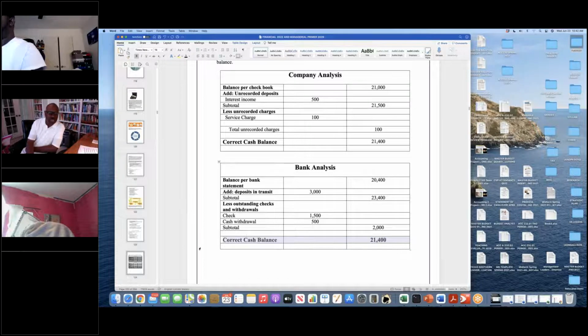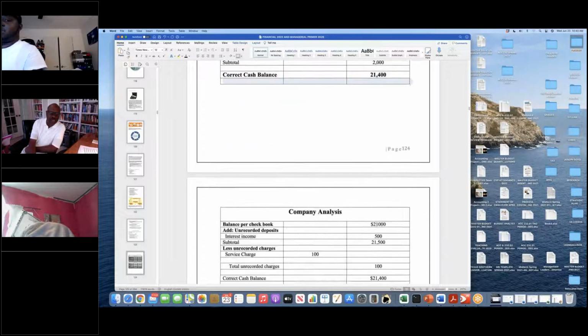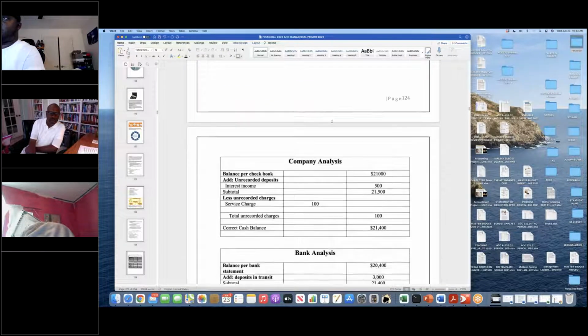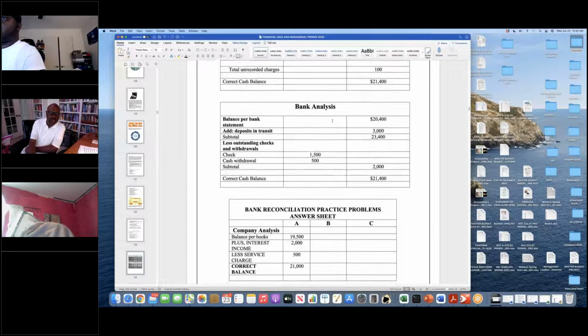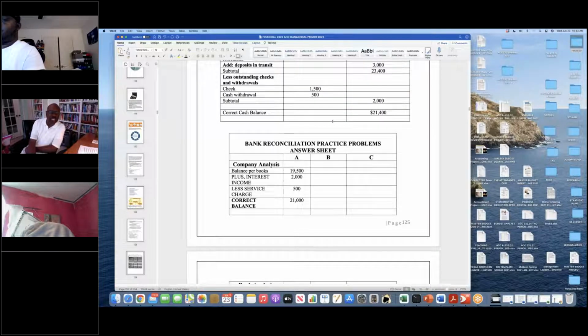So when we're running a company, we don't just depend on the bank. You may just depend on the bank to give you your balance now. But if you're running a company with a lot of transactions, you're going to do a company analysis, and you're going to do a bank analysis.